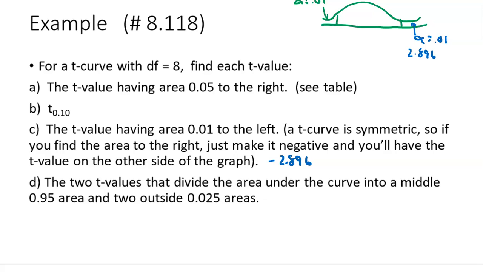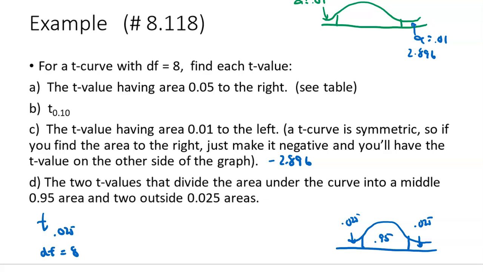All right, and then the last one says the two t-values that divide the area under the curve into a middle area of 0.95, right? So the t-curve for large enough values begins to look much like the normal curve. And then the outside areas are 0.025 over here, 0.025 over here. So I'll use the same trick as before. If I can find t of 0.025 with 8 degrees of freedom, that'll give me the number up on the top, and then the other one is just the negative version of it.